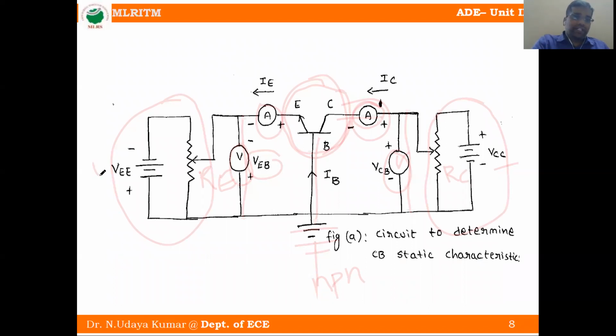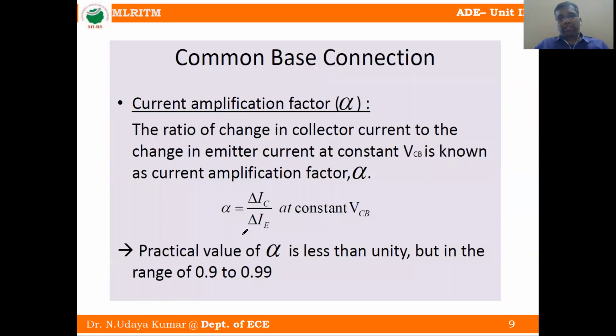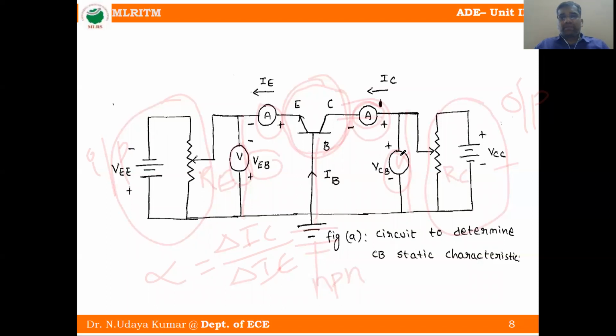So left hand side is the input, right hand side is the output. That means alpha is equal to change in output current. What is the output current? Right hand side is IC, the collector current. Change in IC by change in input current. What is the input current? Left hand side, IE. Change in output current by change in input current at constant VCB.